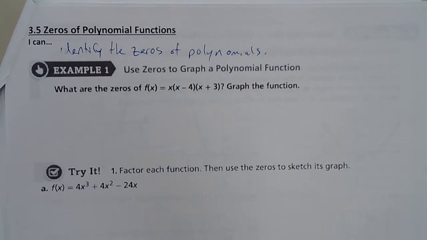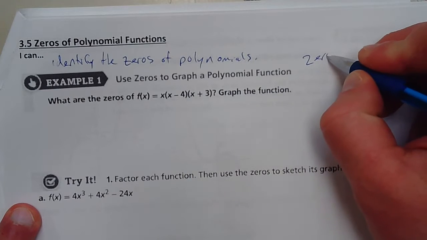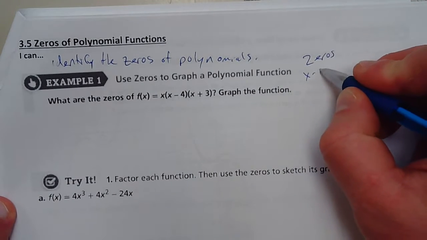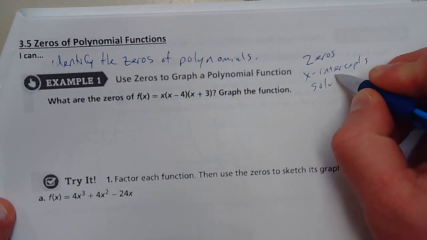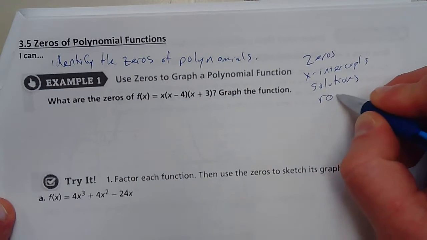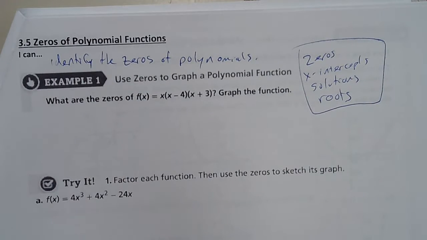And what that means when we're saying zeros is just like it was with quadratics, when we did quadratic equations. Zeros refers to the same thing as, I'm going to list all the synonyms here. Zeros are also called x-intercepts, sometimes called solutions, sometimes called roots. All those words mean the same thing. So those are all synonyms for one another. And so you'll see those used interchangeably throughout various equations and problems.